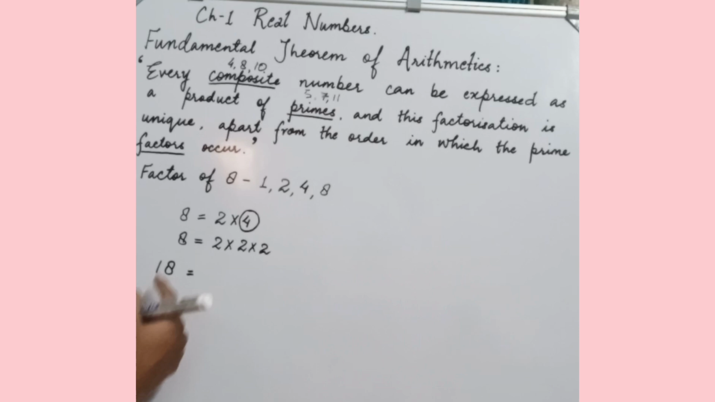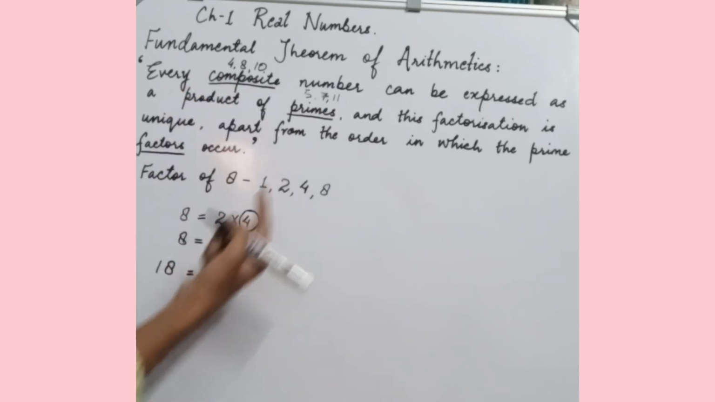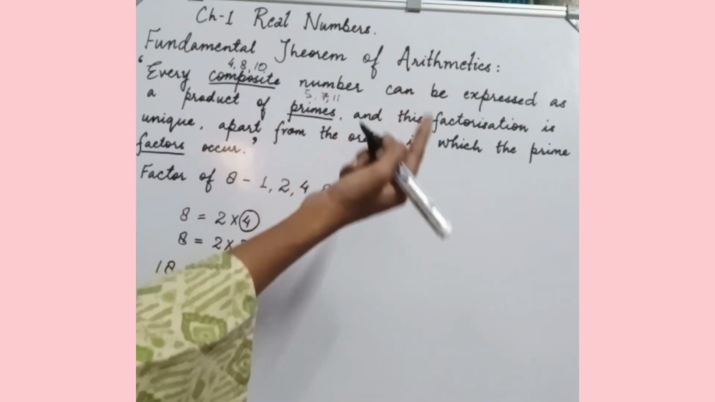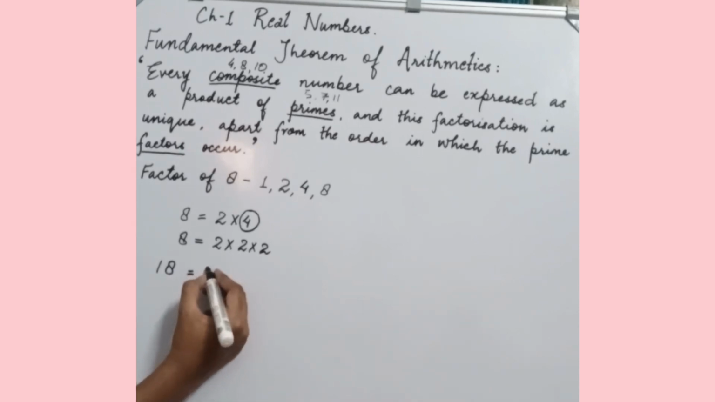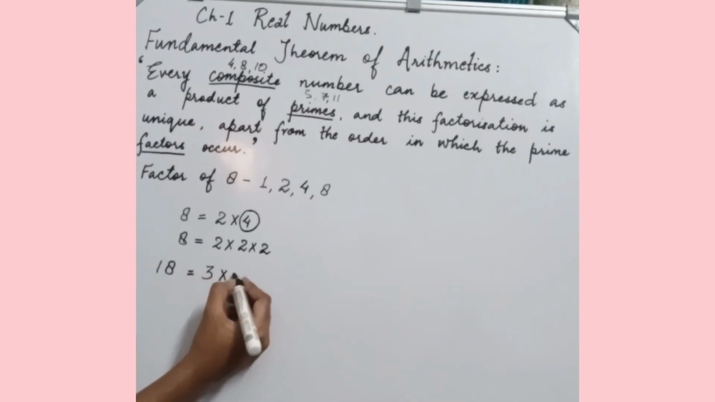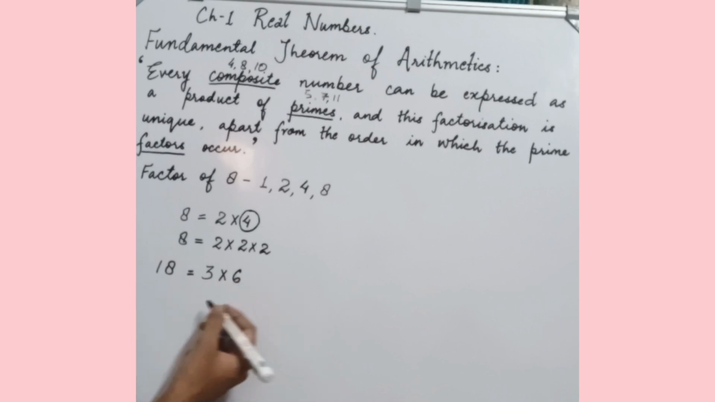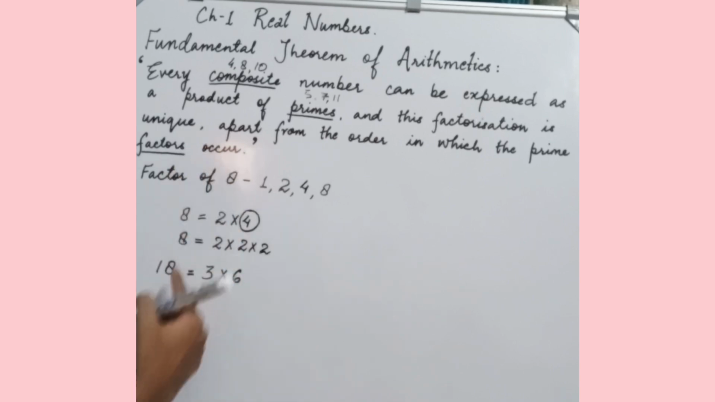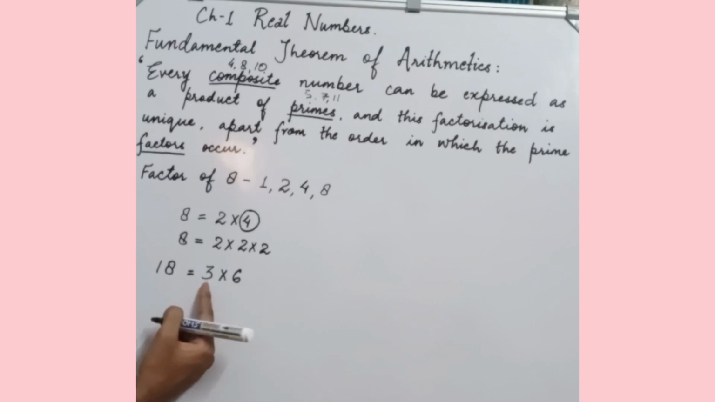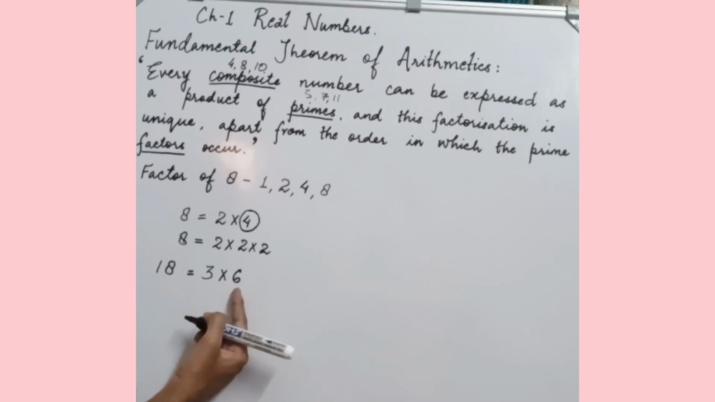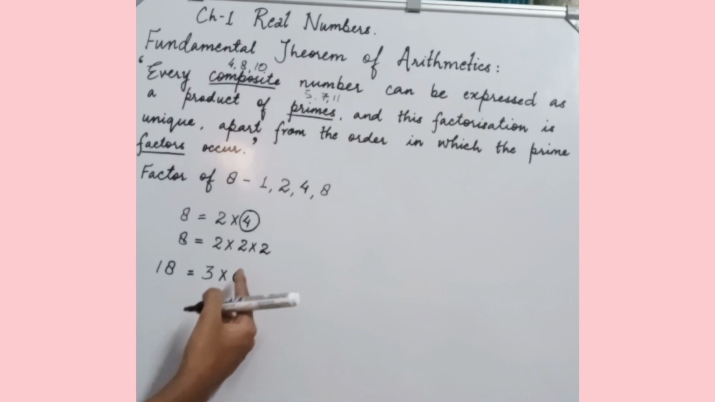Okay, so 18 is also a composite number. We can write any composite number as the product of primes. So just quickly write, what is 18? 18 is 3 6s are 18, right? But now here we have to write 18 as the product of primes only. So 3 is a prime number, we know, but 6 is not a prime number. 6 is a composite number. It comes in the table of 2 also, 3 also. So it is not a prime number.